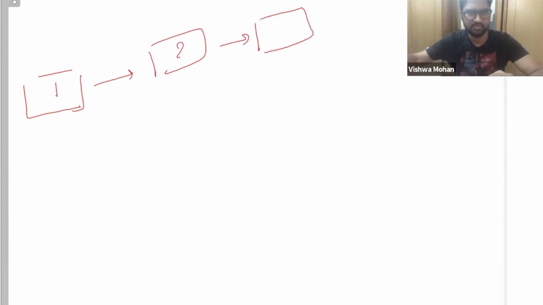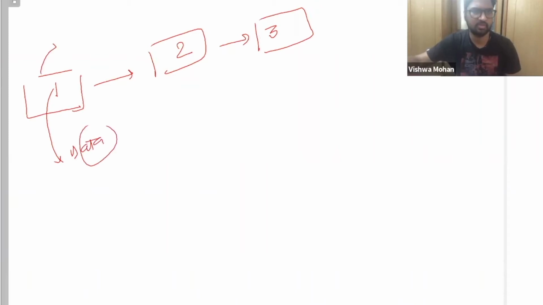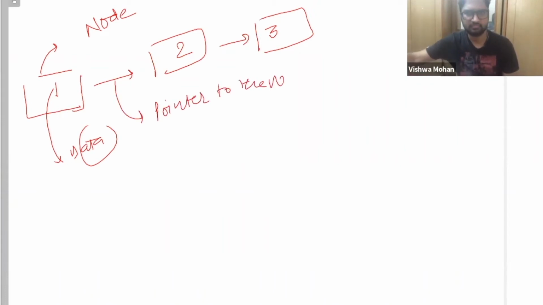So this is 1, this is 2, and this is 3. Okay, so a linked list basically has two things. One is that it has the data, and this whole block is known as a node. So a linked list is a collection of nodes, and a node has data, and at the same time, the node has a pointer to the next node. So this is what the linked list data structure is.